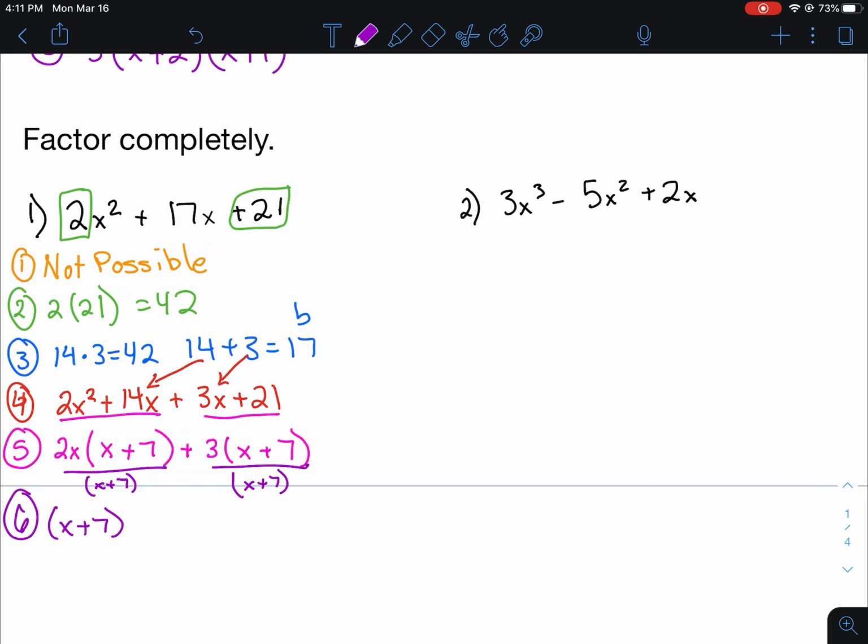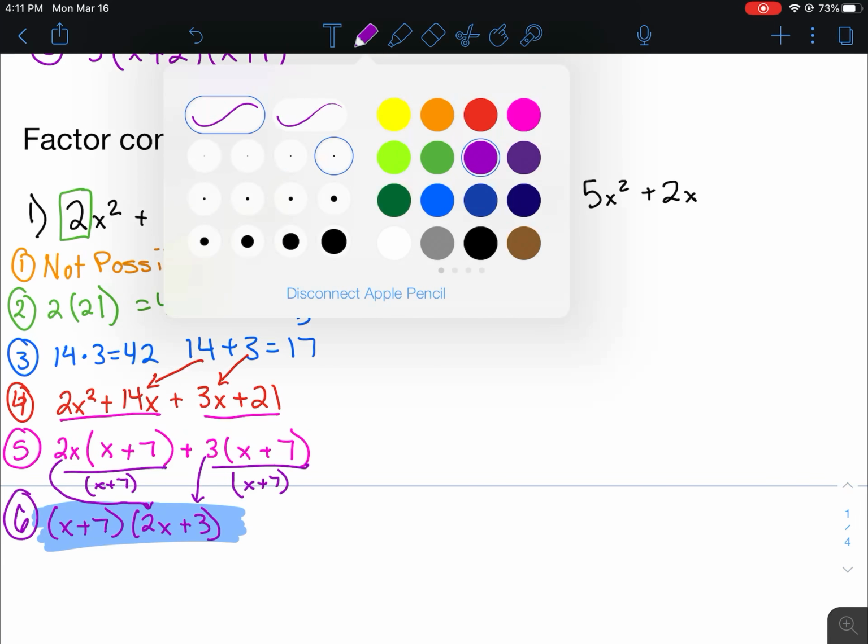So once we do that, the only thing that's remaining is our 2x and our 3 that is on the outside of parentheses. Again, I'm drawing arrows so you can see that a little bit better because it is a little difficult to see at times. So this is our final answer. When we factor completely 2x squared plus 17x plus 21, we end up getting x plus 7 times 2x plus 3.